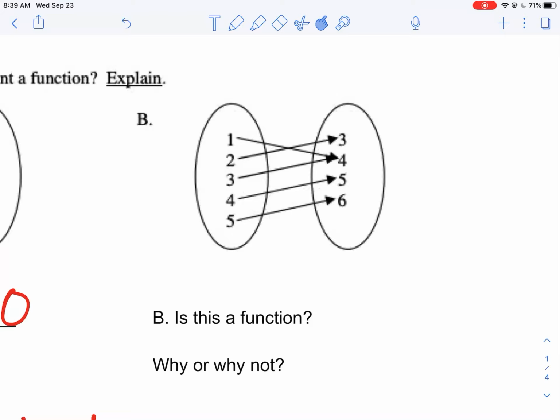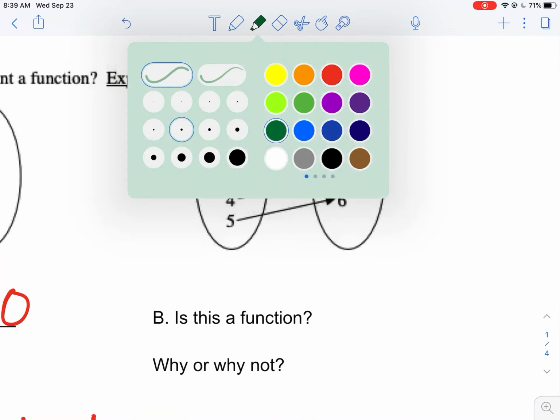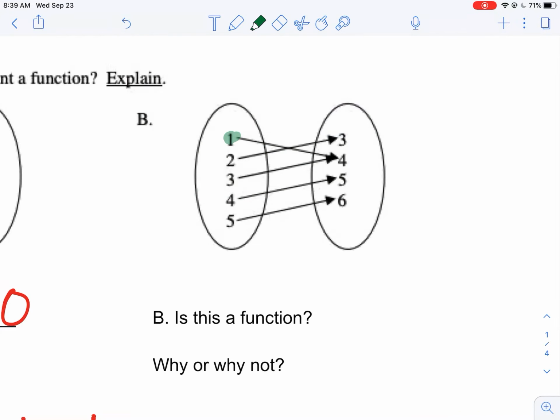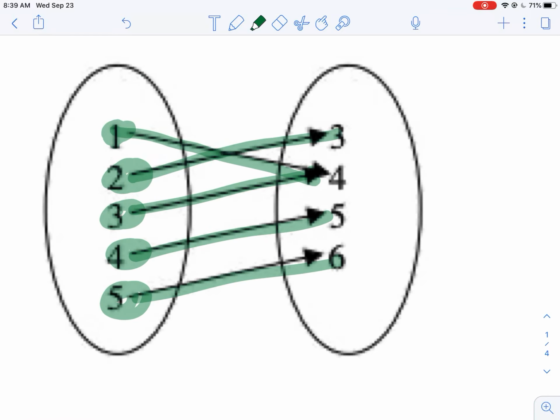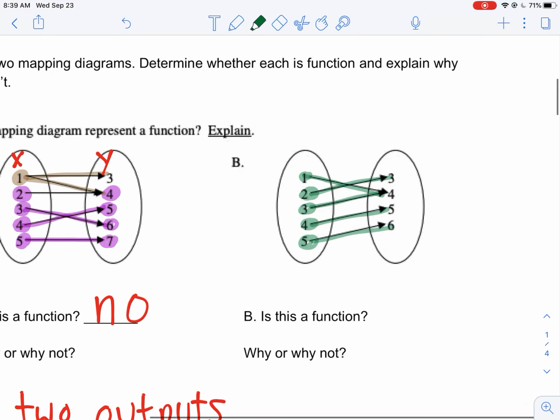So let's take a look at B. If you look at B, 1 goes in, 4 comes out. Okay. 2 goes in, 3 comes out. Sounds good. 3 goes in, 4 comes out. 4 goes in, 5 comes out. 5 goes in, 6 comes out. You notice that for every input, there's only one arrow leading to an output. We like that. That's what makes this a function.